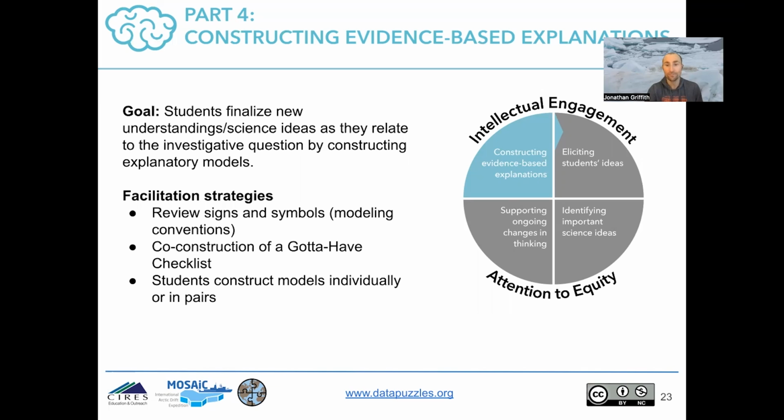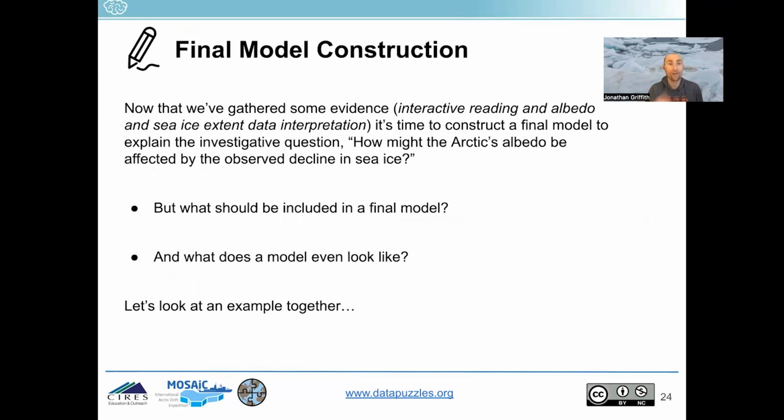Once we've done those things, students can then construct their final models either individually or in pairs. Again, students have just gone through the data analysis piece. They've revisited their initial predictions and refined those predictions based on the data, the evidence that they just saw, looking at the relationship between albedo and sea ice extent. Now it's time to construct this final model to explain the investigative question: how might the Arctic's albedo be affected by the observed decline in sea ice? But before we're ready to construct that final model, we need to figure out what a model even looks like.